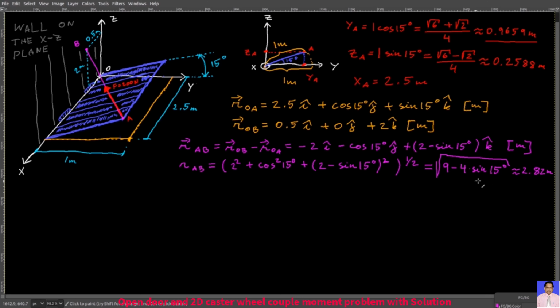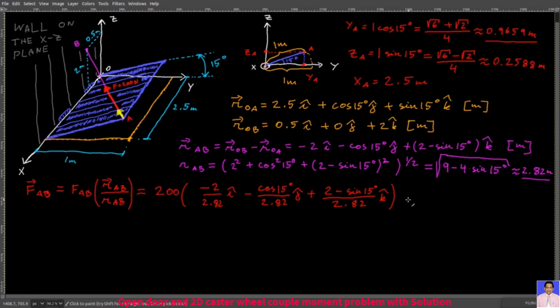So I'm just going to write it here. This is the magnitude of your displacement vector. And now we can use all that to decompose this force vector. F_AB vector equals the magnitude of that vector times the general unit vector, which is in this direction here. So it will be 200 times, and then all that. This is your general unit vector, and that's the final result of the decomposed force vector.